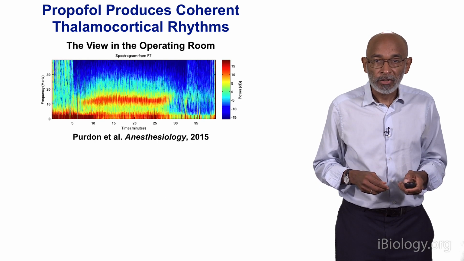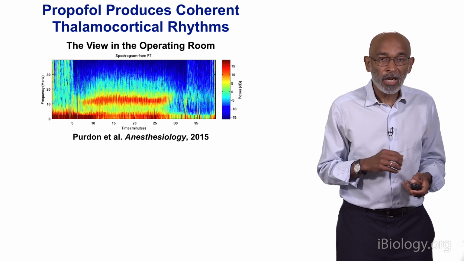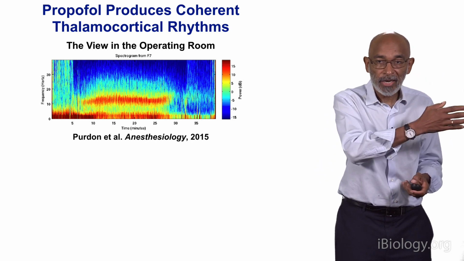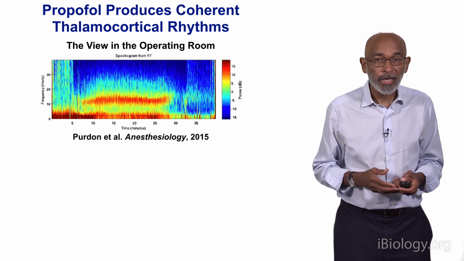Now, so here's what happens. So I can write down that anatomy. I go to the operating room, this is what I see. So how does that anatomy give me this pattern here? That's the question I want to try to answer for you now.